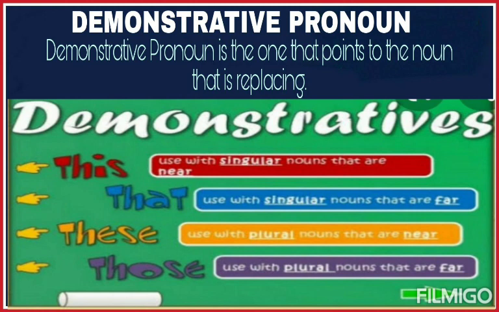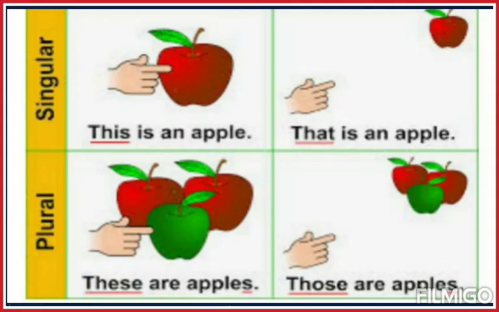Pointing pronouns like this, that, these and those are known as demonstrative pronouns. This is used with singular nouns that are near. That is used with singular nouns that are far. These are used with plural nouns that are near, and those are used with plural nouns that are far.